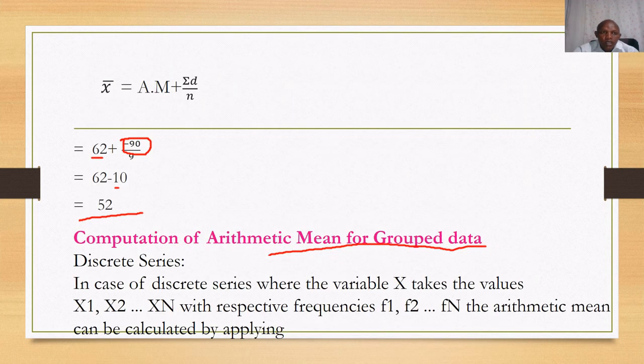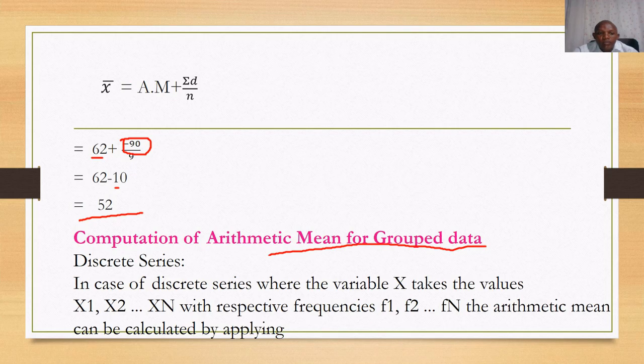So our formula was arithmetic mean plus sum of deviation from assumed mean over n. We know that the sum of deviation from assumed mean was negative 90. The number of firms was 9, so it is 62, which is our assumed mean, plus negative 90 over 9, which is negative 10. And if you get that, you get 52. The question did not give us the units of expression, so probably there could have been dollars or something like that.